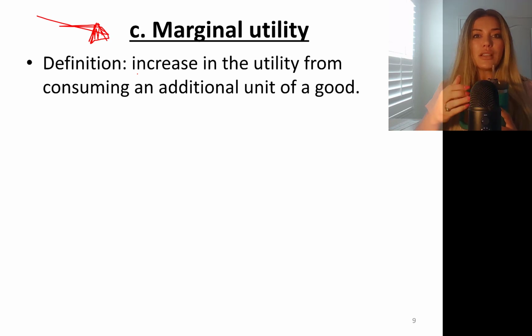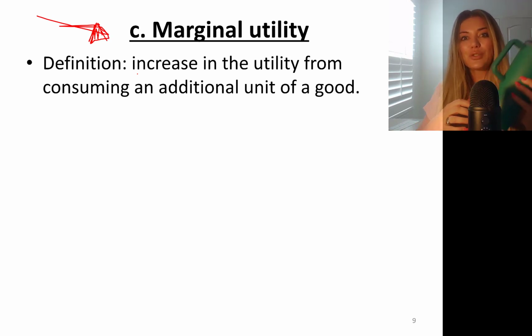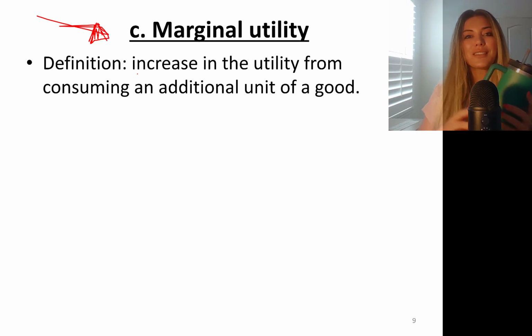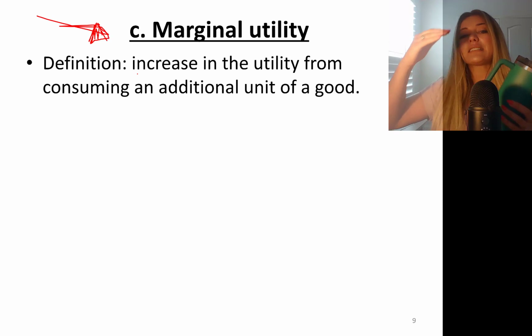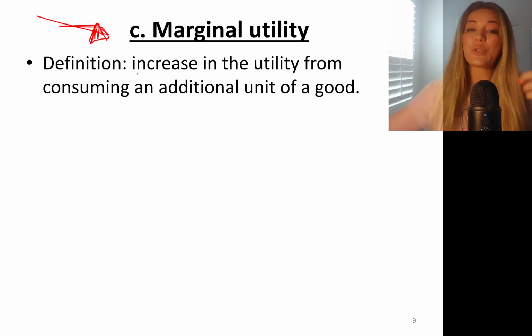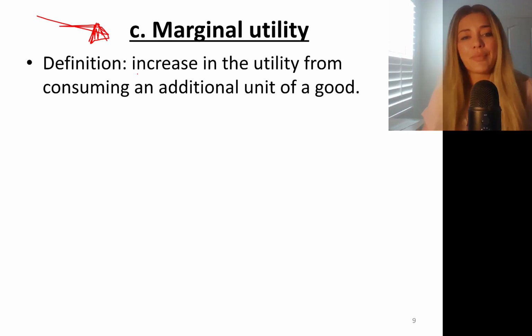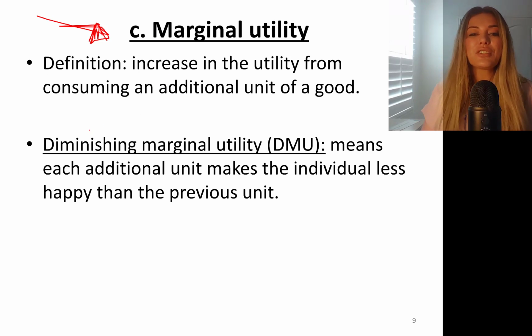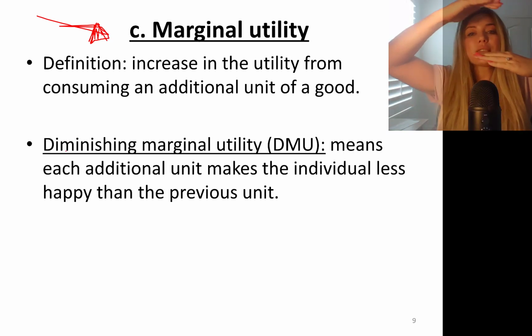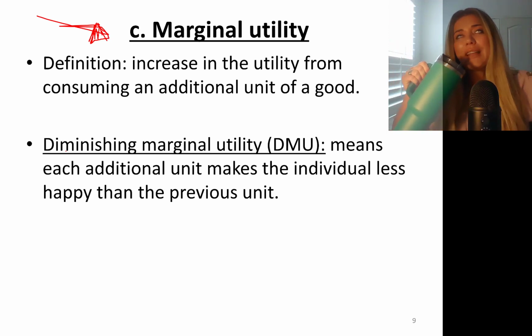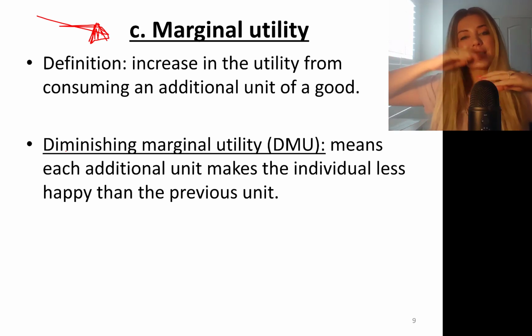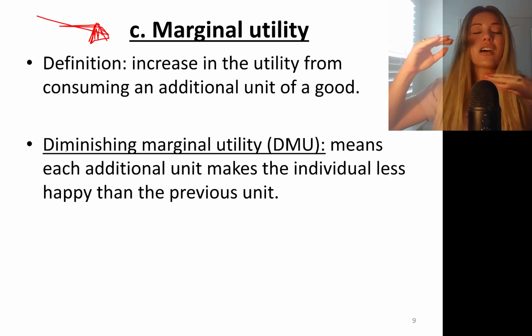It's gone down. So if I keep sipping, after the 20th sip, this is a 40-ounce bottle, I'm probably not going to be as happy as with the first couple of units. That's going to be diminishing marginal utility. Diminishing marginal utility means each additional unit makes the individual less happy than the previous unit. Overall, your happiness is going up. The more water I drink, I'm happier and happier, but the subsequent units are valued less.